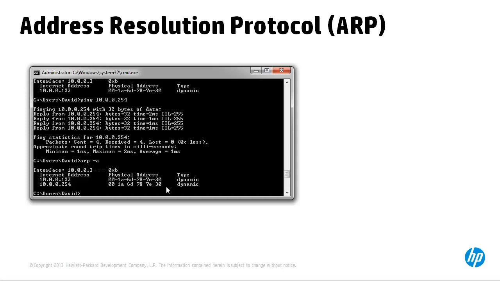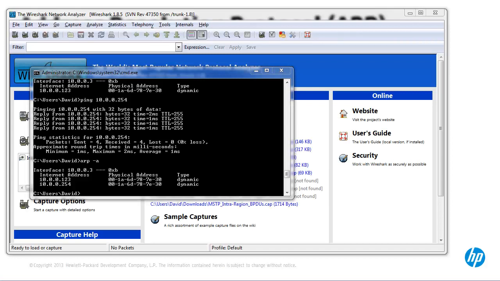So what's the moral of the story? Before traffic can be sent to an IP address on the local segment, ARP is required to create a mapping between a layer 3 IP address and a layer 2 MAC address. Wireshark can be used to view what's actually taking place.